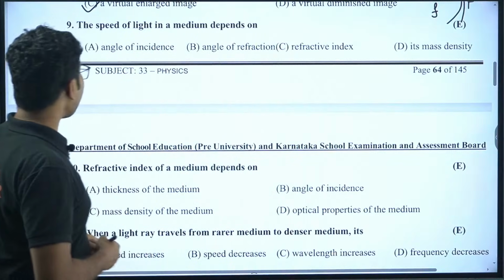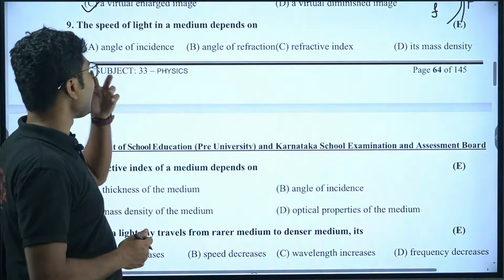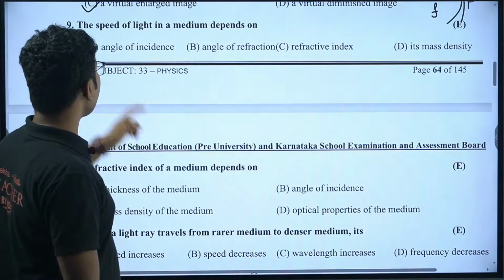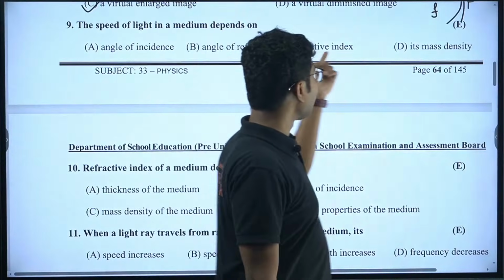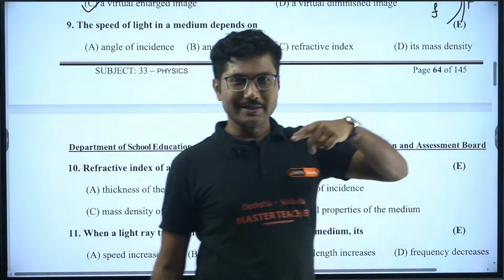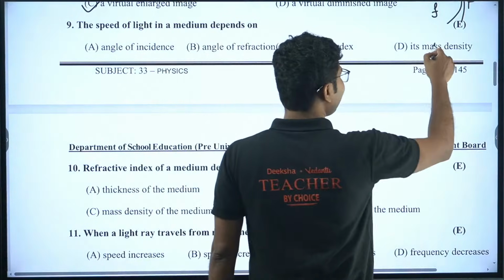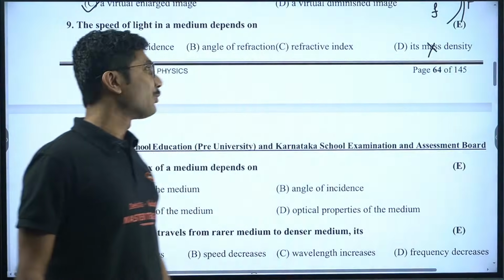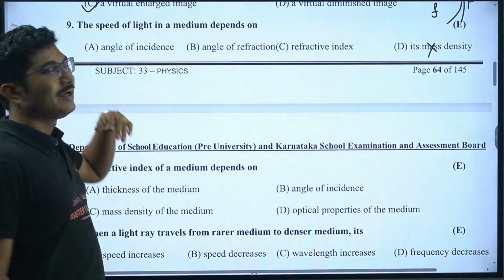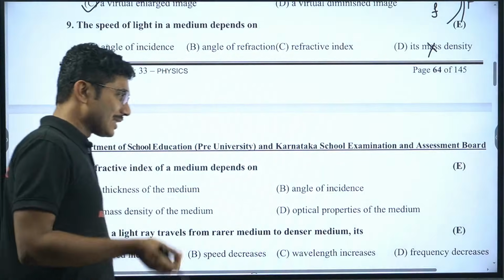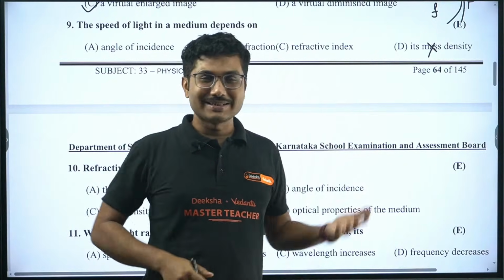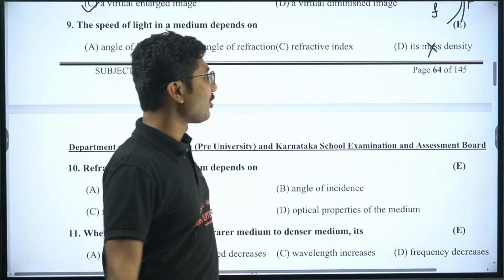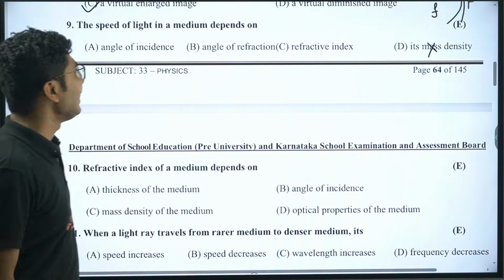Tanmay also answered the 9th question. The speed of light in a medium depends on angle of incidence, angle of refraction, refractive index, or its mass density. Now this is definitely not correct. Mass density has nothing to do with speed of light. Even though it appears very catchy, because one may think the higher the mass density, the smaller the speed, no, it does not depend on mass density.